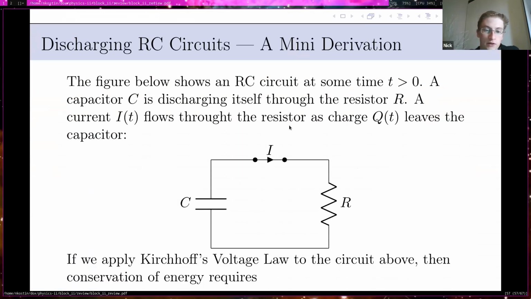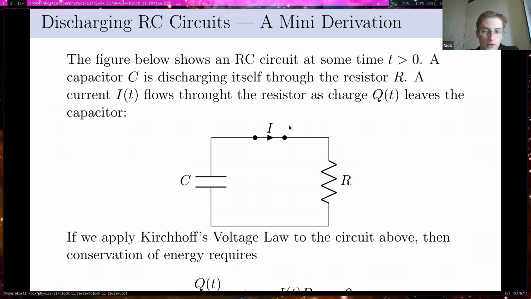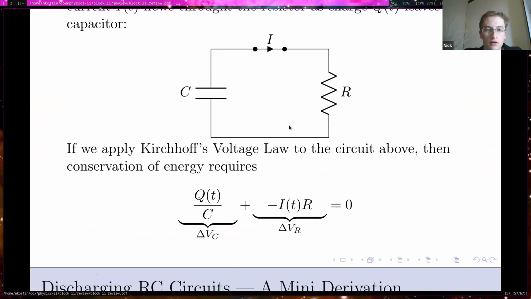If I go through that same mini derivation where I apply Kirchhoff's voltage law, let's say that this is the positive plate of the capacitor, and if I start here and go clockwise, then this is the negative plate, and I'm crossing a capacitor from the negative plate to the positive plate. So that's going to be a positive contribution to delta V. And then I'm crossing a resistor in the direction of positive current flow. So that's going to be a negative contribution to delta V.